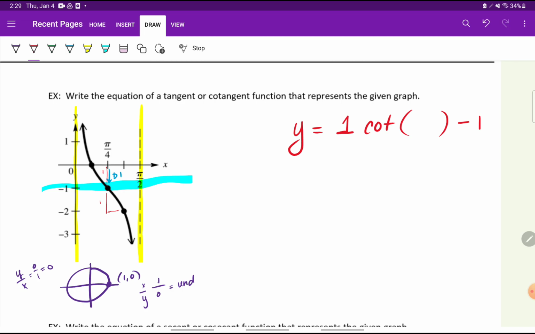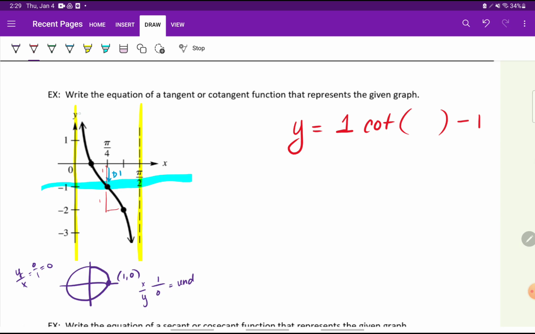The last thing we need is the B value that goes inside our parentheses. And we get that from the period. Looking at our graph, our period is going to be the distance in between our asymptotes. And that's looking to be pi over 2. For cotangent, the period is pi over b. For sine and cosine, it's 2 pi over b. But for tangent and cotangent, it's just 1 pi over b.